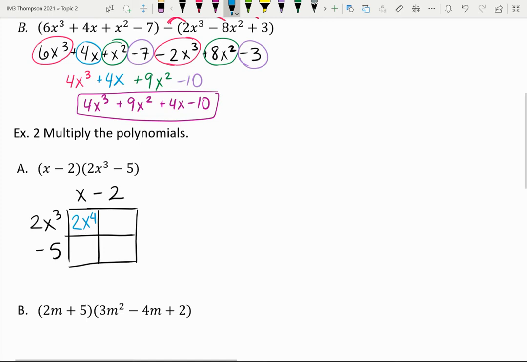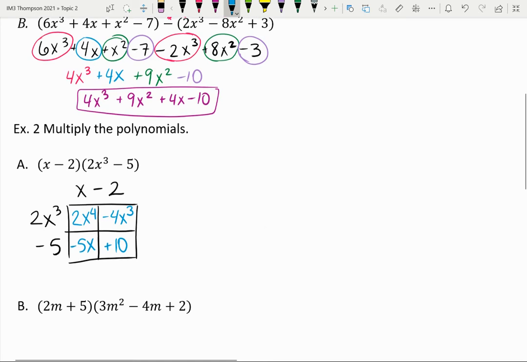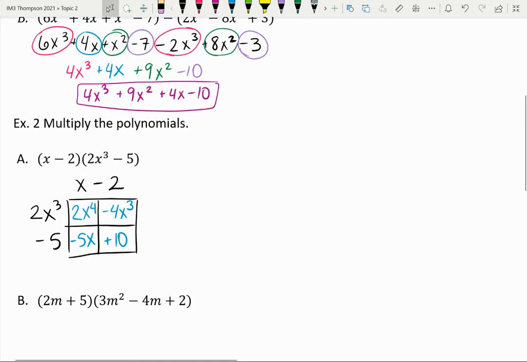Multiply a minus 2 times 2x cubed. That's minus 4x to the power of 3. X times negative 5 is just a negative 5x. Negative 5 times negative 2 gives me a positive 10. Check for like terms.